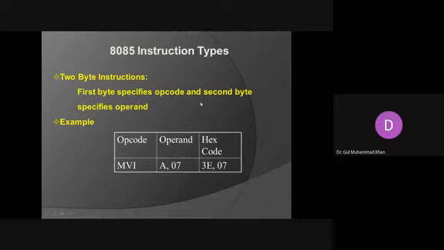Similarly, we have 2-byte instructions. In the case of a 2-byte instruction, 1 byte is the operational code and 1 byte is for the operand. In this case, MVI A is represented by 3E and 07 is actually the data. So this is a 2-byte instruction. Every time you see a 1-byte number in an instruction, it means the instruction size is 2 bytes in total. So 1 byte is usually your data and 1 byte is the operational code.